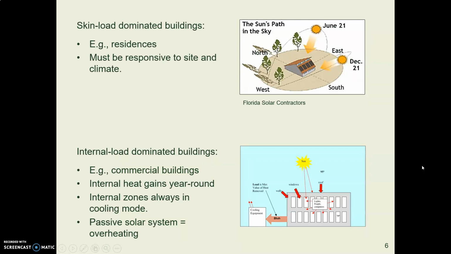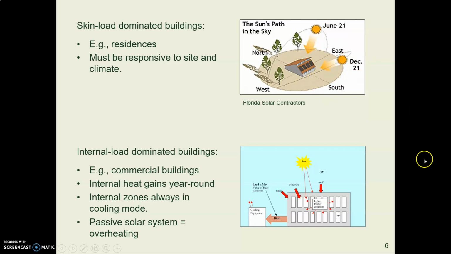Architects think about heat load calculations and cooling load calculations, and they think about two types of load demand. Skin load dominated buildings are buildings where what we're worried about is heat coming in through the wall or heat escaping through the wall. And we're basically thinking about houses. So these are the ones where it's really important to think about solar orientation and building orientation and windows.